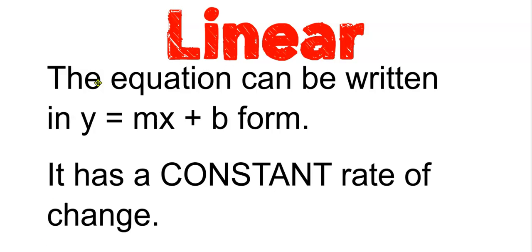A relationship is linear if the equation can be written in y equals mx plus b form, or you can say it has a constant rate of change.